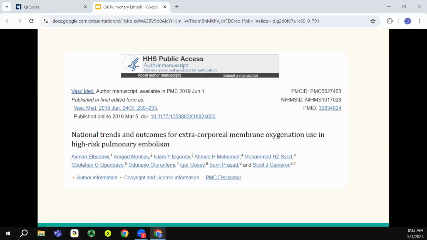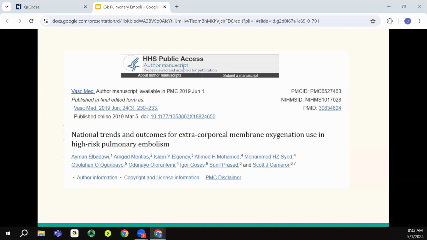There was a document published in 2019 that was just a retrospective chart review, just seeing how ECMO is being utilized in the United States. It's from an NIH database that looked at anyone who got ECMO for a high-risk PE from 2005 to 2013. It included 77,000 hospitalizations for high-risk PE that they defined as either ending up on mechanical ventilation, pressors, or in shock that was not septic shock.